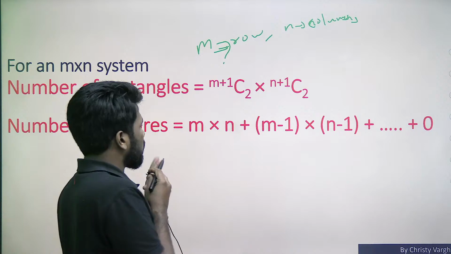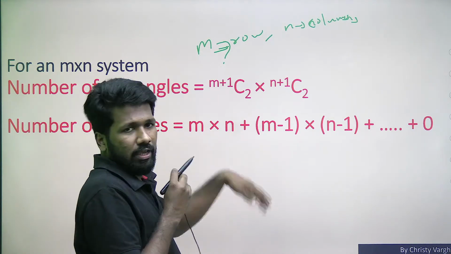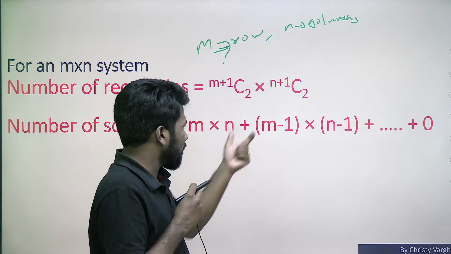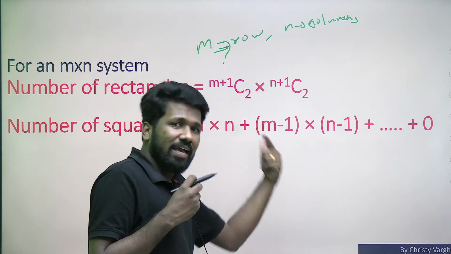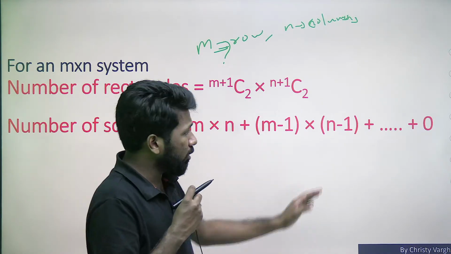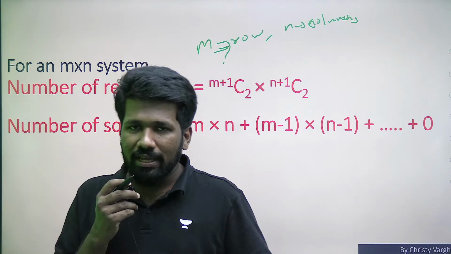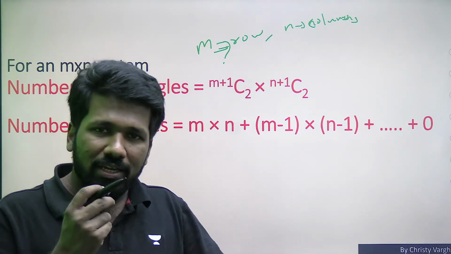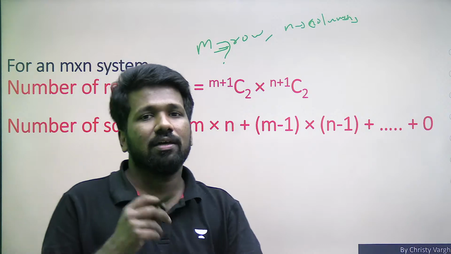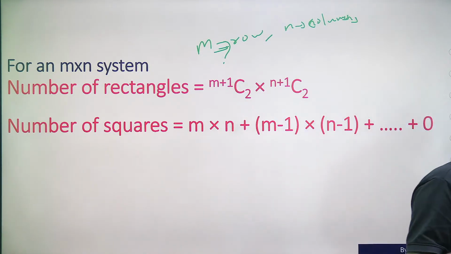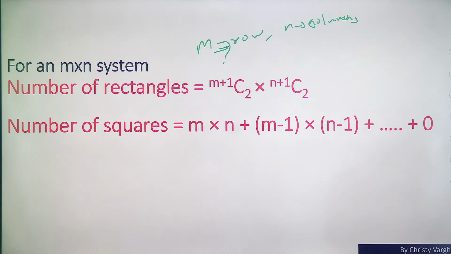To find the square number, first multiply the row and column number, after that reduce both by 1 and multiply, after that again reduce by 1 and multiply, till you get a 0 as a product. Till you get a 0 as a product means either that m minus 1 or m minus 2 or m minus 3 etc. should be 0, or n minus 1 or n minus 2 or n minus 3 etc. should be 0. M and n can be equal also, no problem.